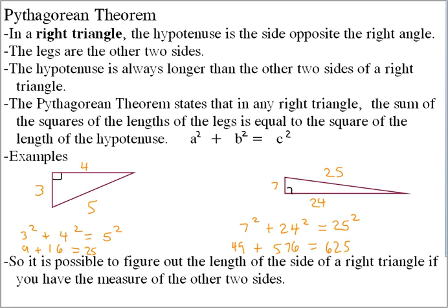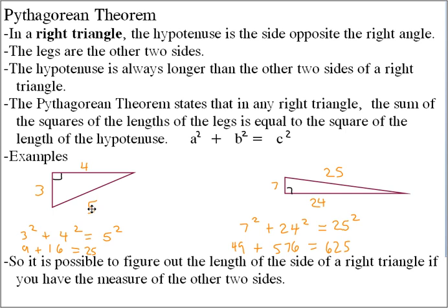Pythagorean Theorem. Now, the Pythagorean Theorem deals exclusively with right triangles, only right triangles. The hypotenuse is the side opposite the right angle, and it's always the longest one in a right triangle. So the hypotenuse is only used for right triangles.